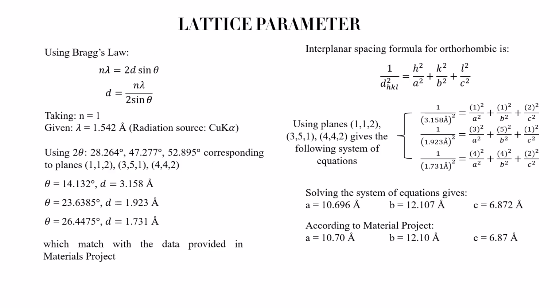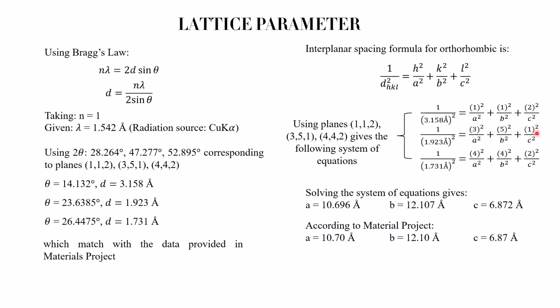We can determine the lattice parameters using two equations, Bragg's law and interplanar spacing. Using Bragg's law, the d-spacing of the 3 peaks obtained before are calculated, which matches the data provided in the Materials Project. From Materials Project, we know that Ni3Si2 is orthorhombic, which has the following interplanar spacing.